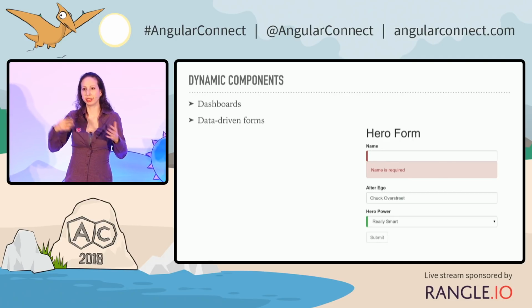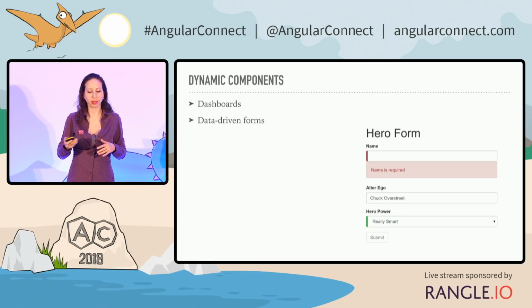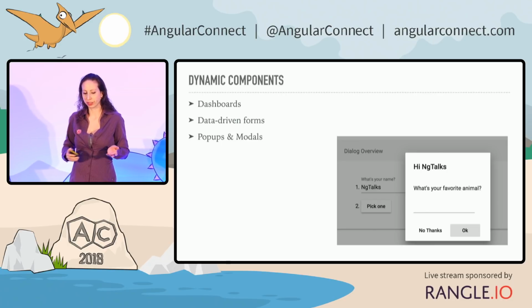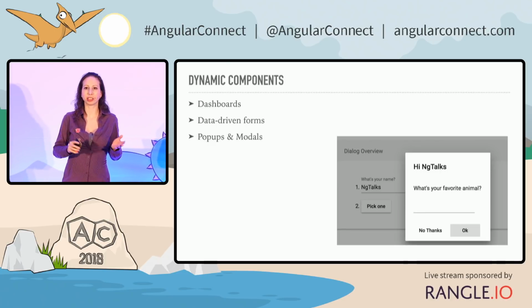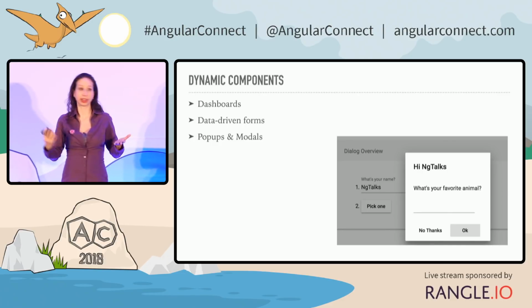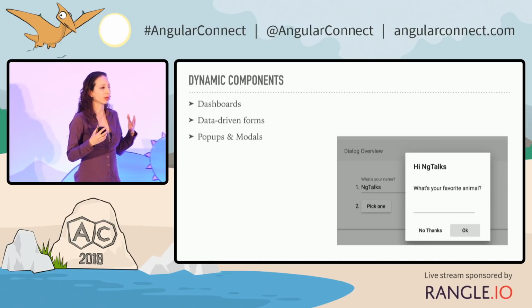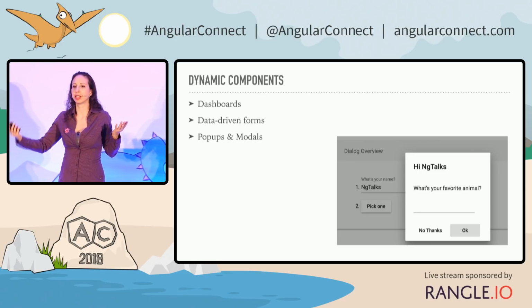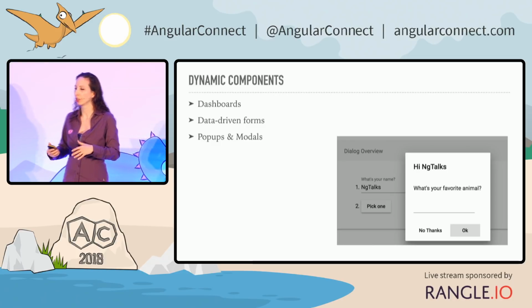So you don't need to load different controls if you don't need them. Pop-ups and modals. This is an example from Angular Material, and there are actually two dynamic components here. One is the modal itself, they call it the dialog, which they give you, this component, but Angular Material doesn't know where and when you're going to use it.